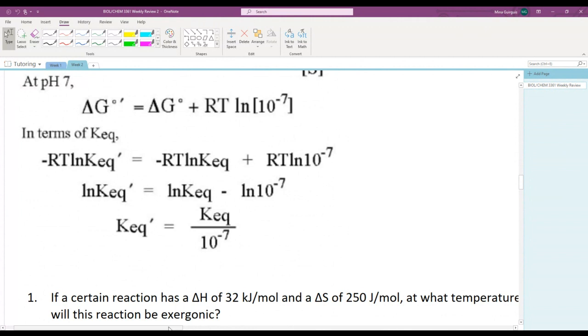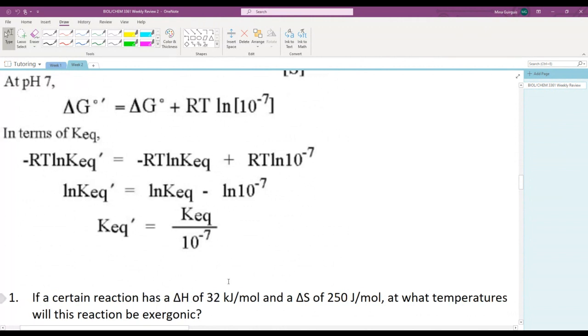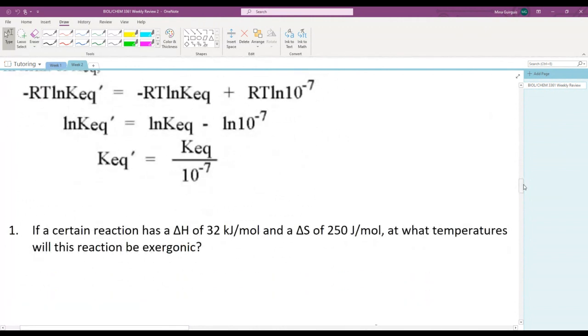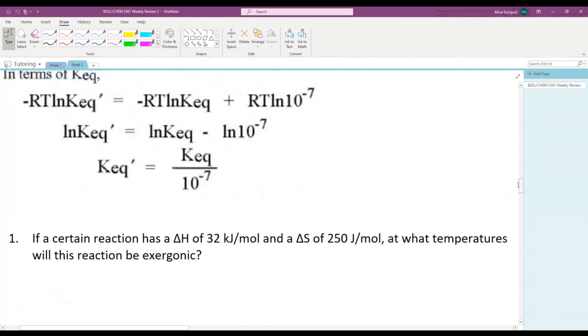So I want to do a couple of examples of using these energy equations so that we can get into some good practice, okay? So the first question is, if a certain reaction has whatever delta H it has and whatever delta S it has, at what temperatures will it be exergonic, okay?